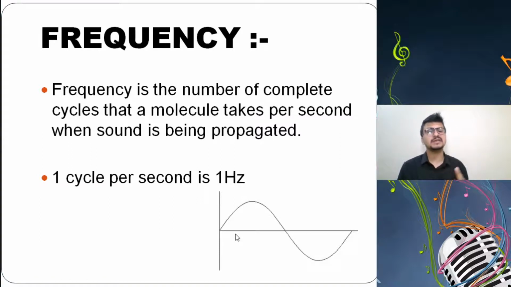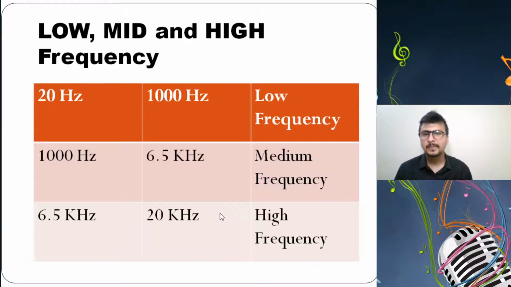So one cycle per second is 1 hertz. If you calculate, one cycle per second means 1 hertz. So frequency is the number of complete cycles that a molecule takes per second when a sound is being propagated. It's very clear: when we say any word, that is a cycle that a molecule takes per second to propagate that sound.